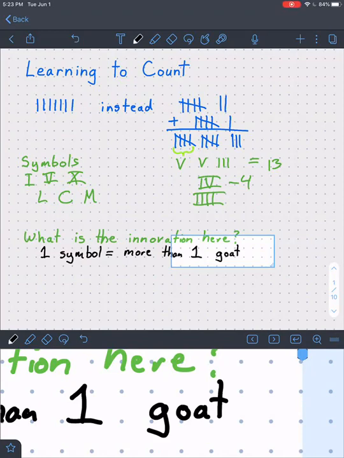Would we eventually run out of symbols? You'd run out of symbols, right? So let's say I have 1 million. The Romans did not have, I don't believe, a symbol for 1 million. Chat says, and I really like this answer, what happens if I have 0 goats? Now that's an interesting thought. There's no idea of 0 in this system either.